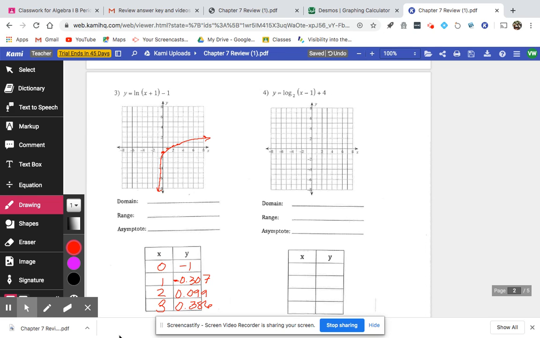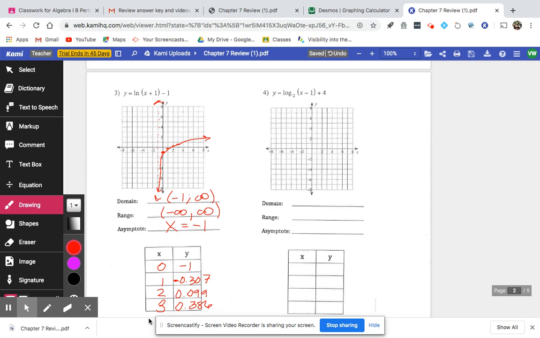Our domain, once again, using interval notation. This time I have an asymptote right there at -1. So my domain is -1 to infinity. My range this time can be any y value. So in other words, all real numbers, negative infinity to positive infinity. My asymptote, like I said, is at x equals -1.